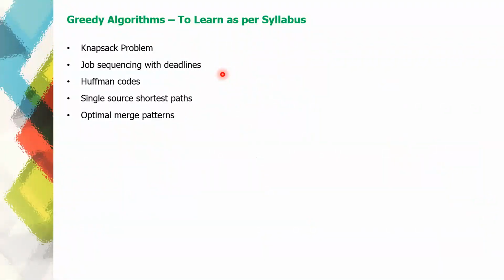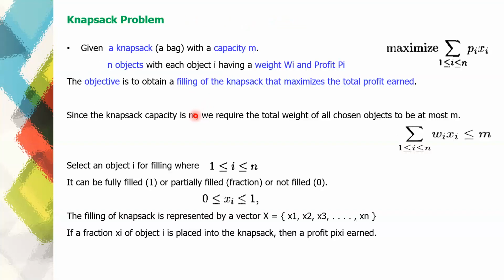5 problems which can be solved by using greedy approach. Knapsack problem, job sequencing with deadlines, Huffman codes, single source shortest paths, and optimal merge patterns. 5 problems that we are going to discuss. I'll first start with knapsack problem.